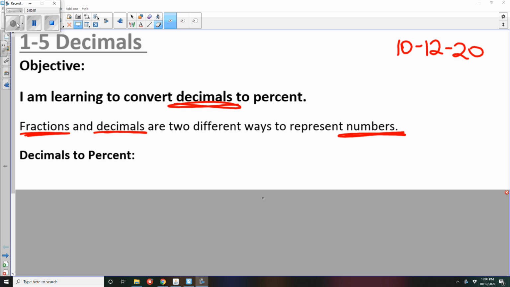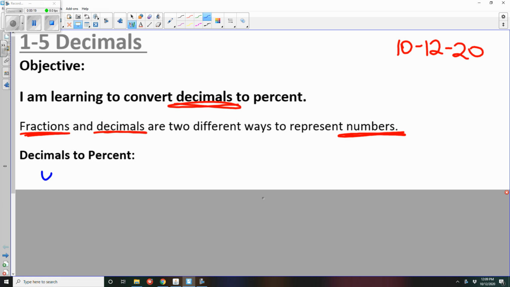So we do have 1 5 decimals. Today's date is 10/12/20. Our objective is I'm learning to convert decimals to percents. And fractions or decimals are two ways to represent numbers. Remember, hit pause if you need to. Alright, to go from decimal to percents. Now we're all caught up.